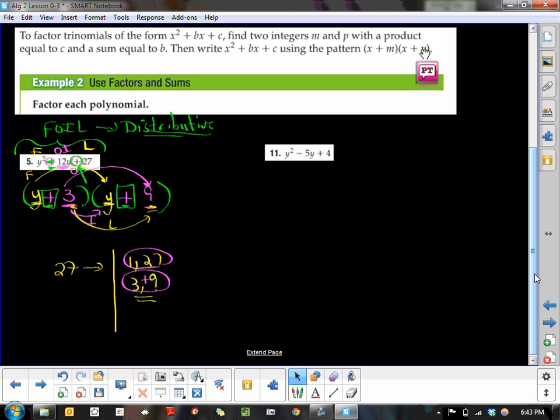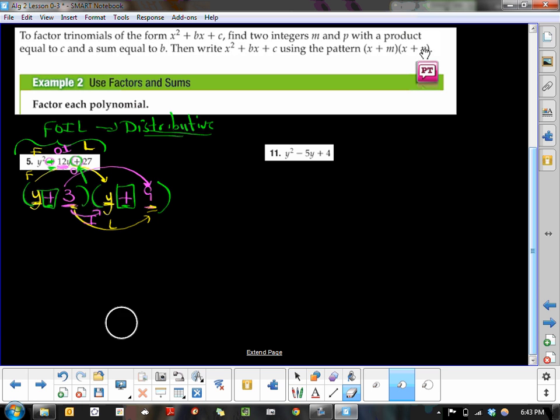So what I'm left with is a factorization of y plus 3 times y plus 9. If I check this to make sure I'm right, doing the first terms, I have y times y, which is y squared. If I do the outermost two, that's 9 times y, or 9y.